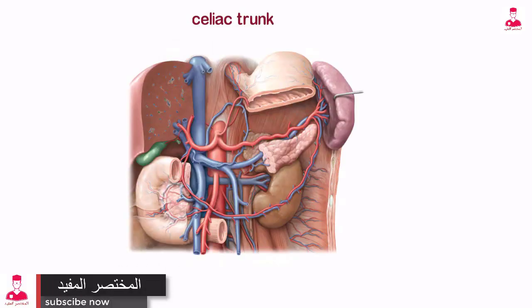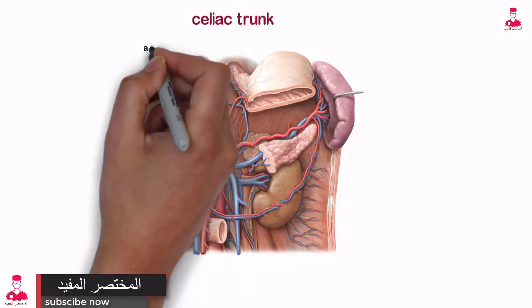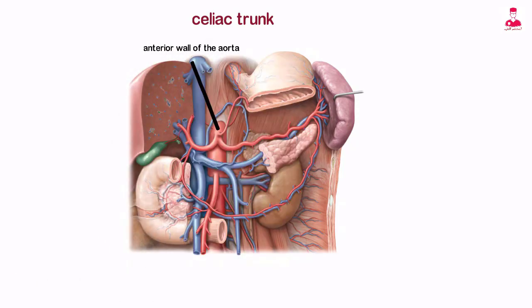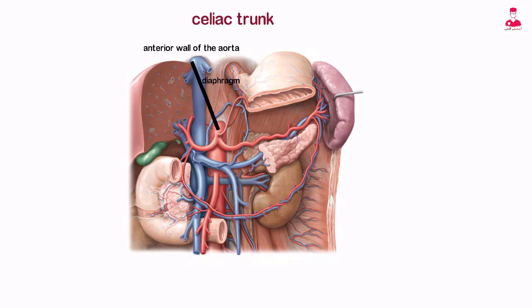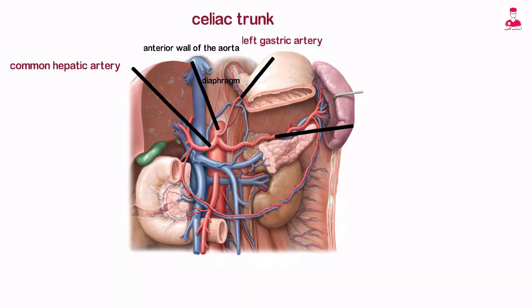The celiac trunk is a very short vessel that leaves the anterior wall of the aorta just after the aorta passes through the diaphragm. The short celiac trunk divides into three branches: left gastric, common hepatic, and splenic arteries.